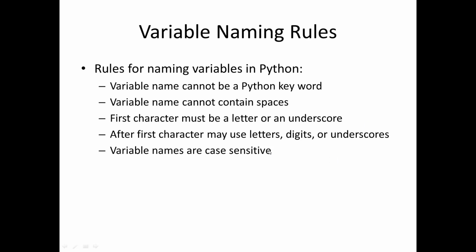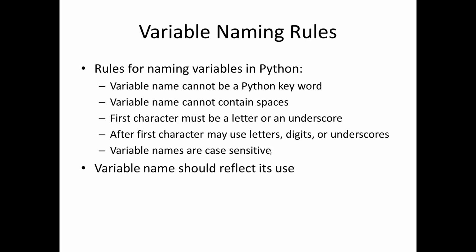And variable names are case sensitive. That means that a capital letter is interpreted differently by the Python interpreter than a lowercase letter. So a variable name cat, for example, spelled lowercase c-a-t, is interpreted very differently than capital C, capital A, capital T. The Python interpreter would not consider that the same variable name.